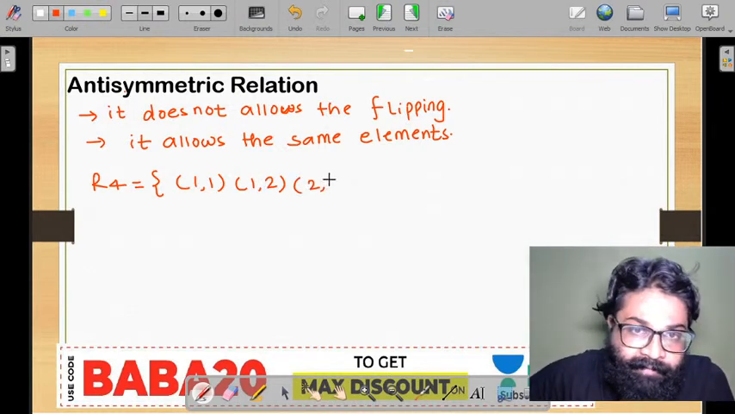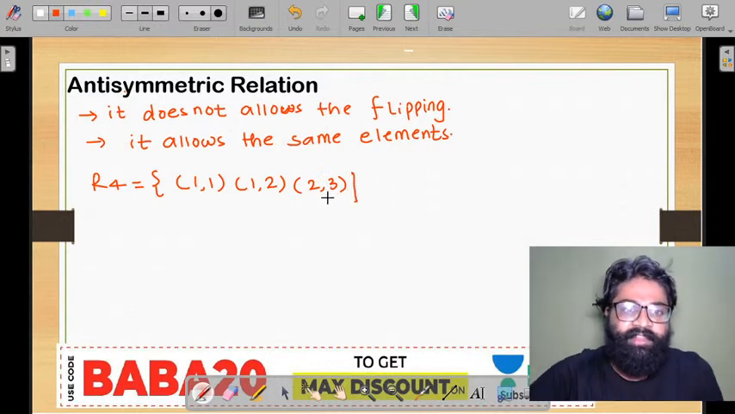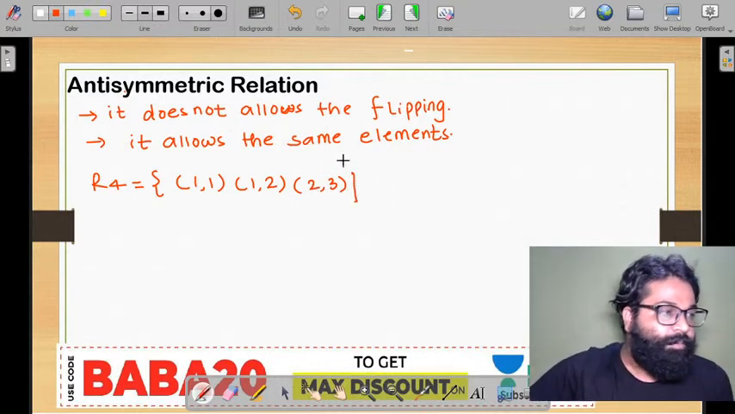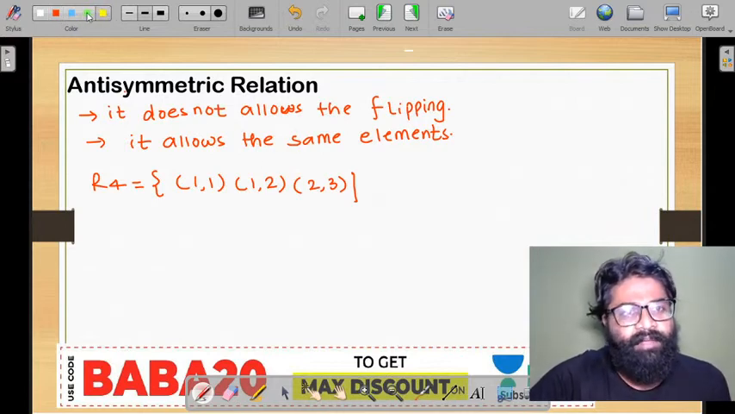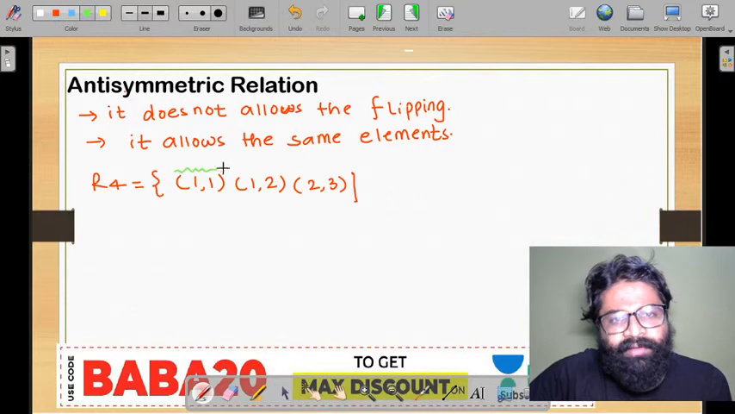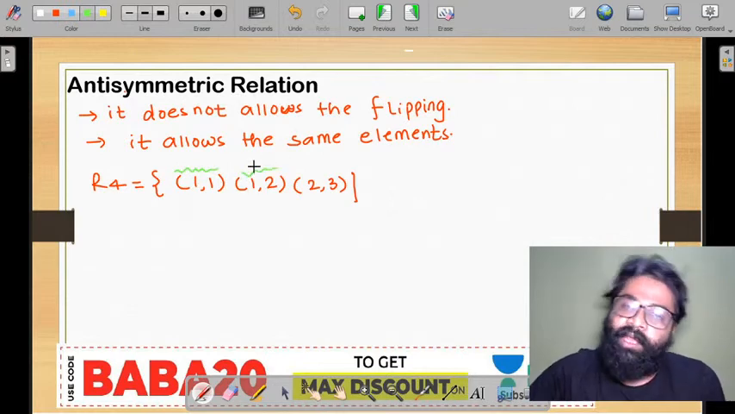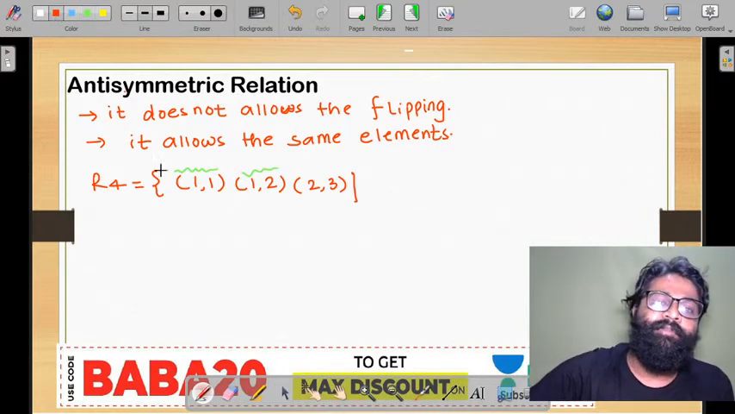Now what will happen if I write 2 comma 3? Can I say that it is an anti-symmetric relation? Yes, it is an anti-symmetric relation. You know why? Because for the same element it allows. For 1 comma 1 it allows. For 1 comma 2 it also allows, until and unless there is a flipping.